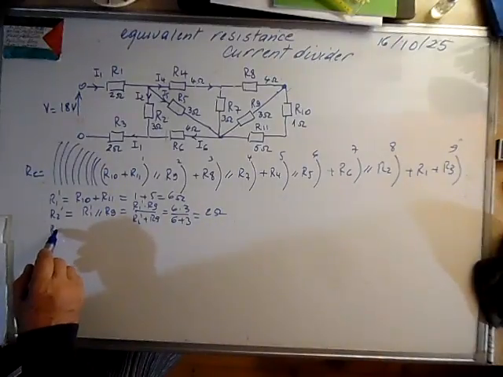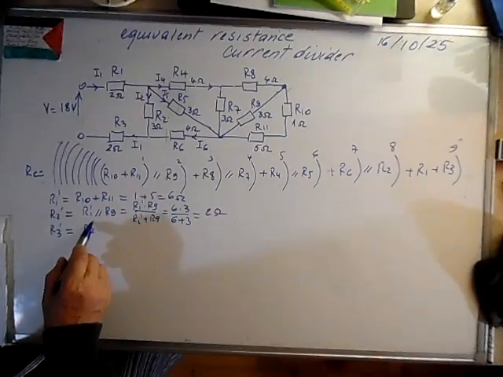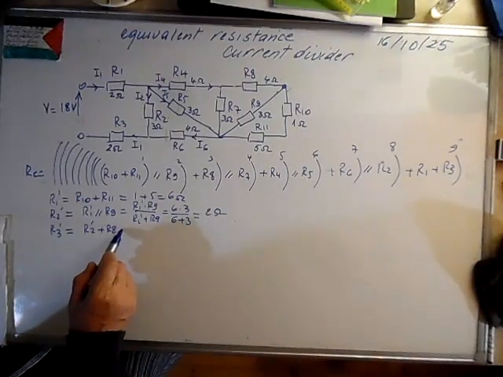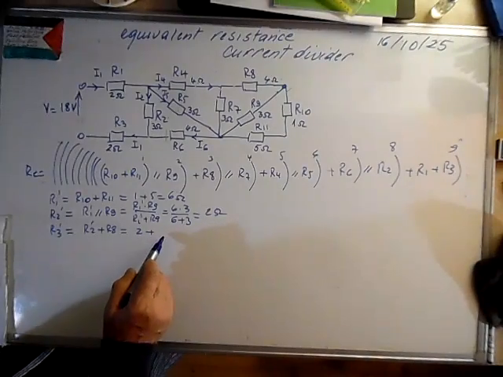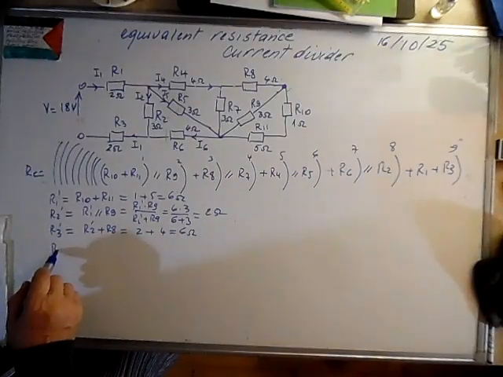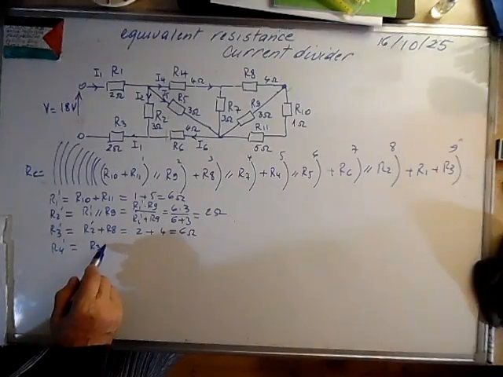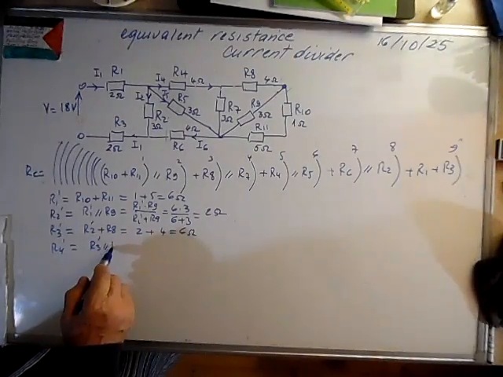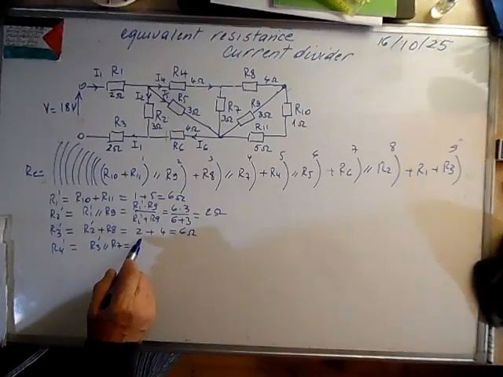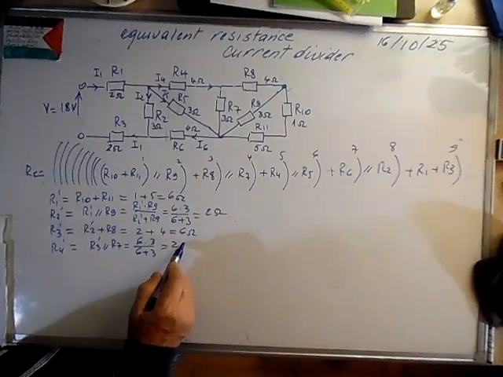We go to R3 prime. R3 prime is R2 prime plus R8. It's 2 plus R8, R8 is 4. It's 6 ohms. Now we go to R4 prime. It is R3 prime in parallel with R7, and this is 6 times 3 over 6 plus 3, it's 2 ohms as well.